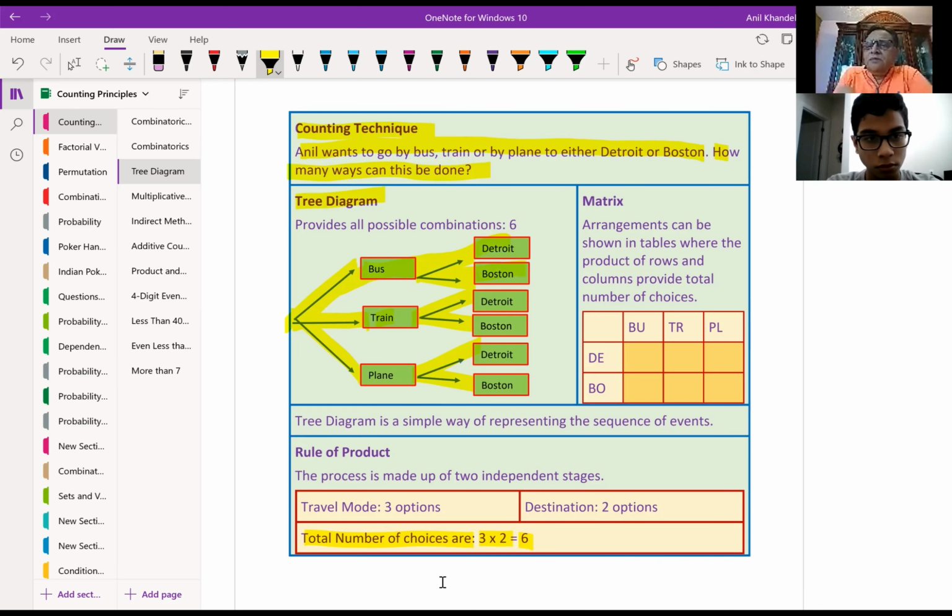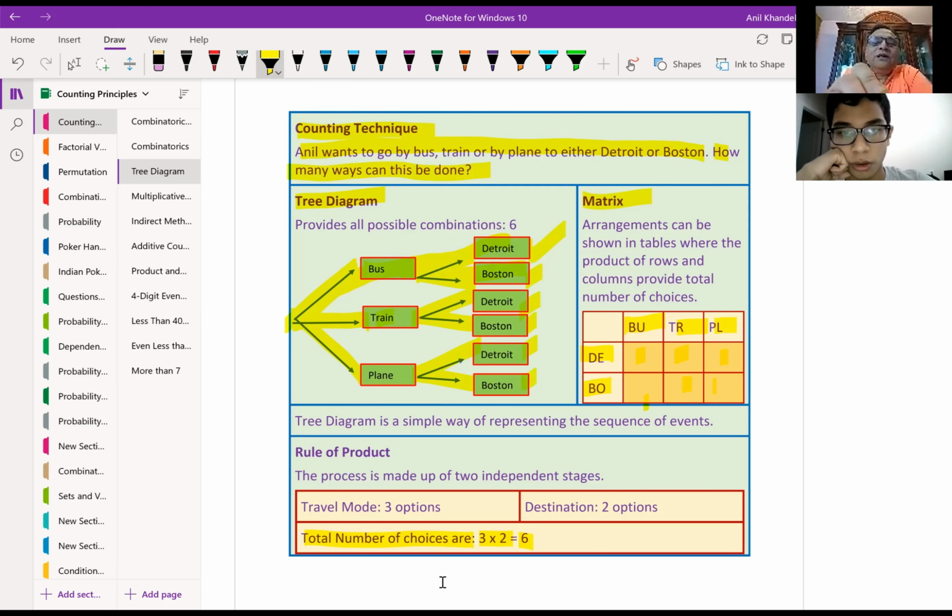Yeah. The other method, very convenient, is a matrix arrangement. In a matrix, you just make rows and columns as a table has, correct? So you have two options: you have to go to Detroit or Boston, and you have three ways to go through them. So we have a table, which is a 2 by 3 table. And so you can see now the six cells within it give you those six options, correct?